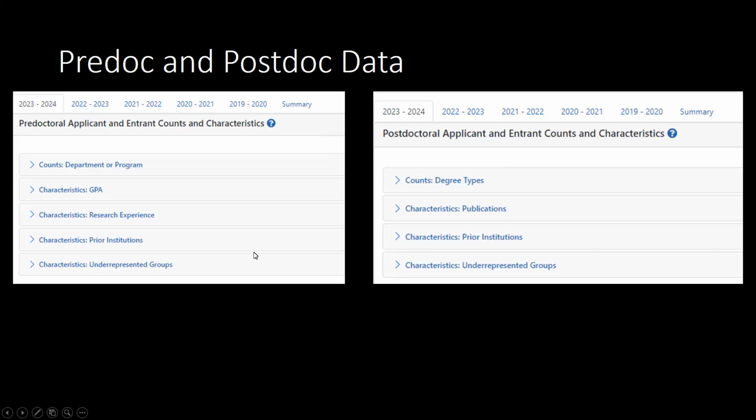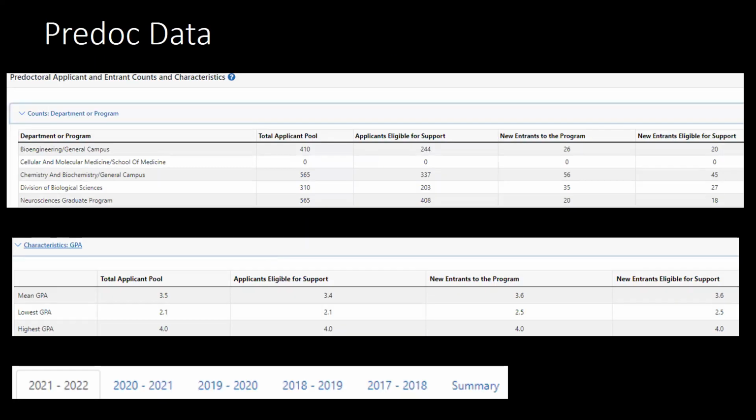So basically this is what it's going to look like, and you're going to have to add in all that data. Now for 6A, it's really just kind of copying and pasting, because I'm going to give you all this data, but you still have to enter it in. So it's a little bit of a pain, but you're going to have to put in all of the departments, all those GPAs, the mean GPA, the low GPA, the high GPA, the total applicant pool, those that were eligible, those who actually entered into the program, and then those who are eligible for support.